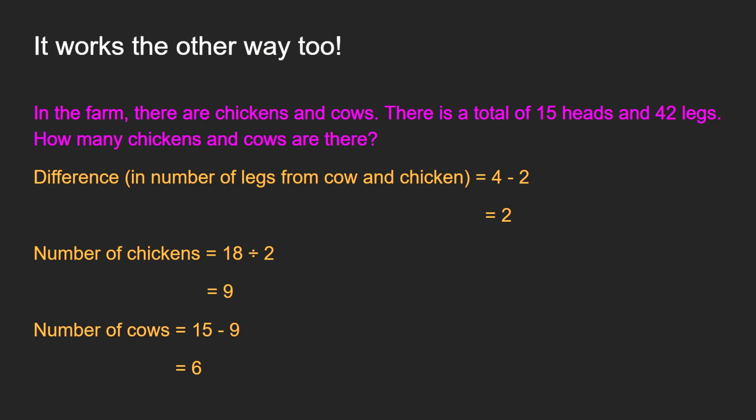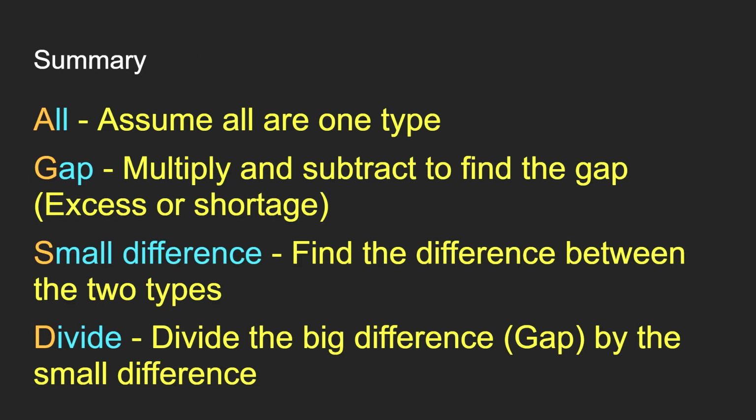So in the next video, I'll be explaining why this method works, the way the steps are arranged, and what is the thinking behind the process. But before this video ends, you can remember this acronym that I came up with, AGST. A stands for all. You assume all are one type. If there are 20 cent or 50 cent coins, assume that all are 20 cents or all 50 cents.